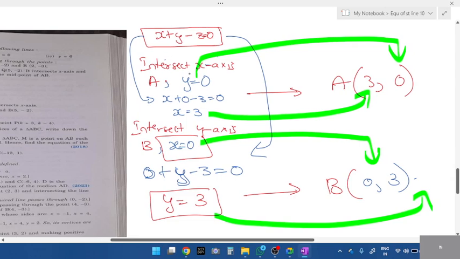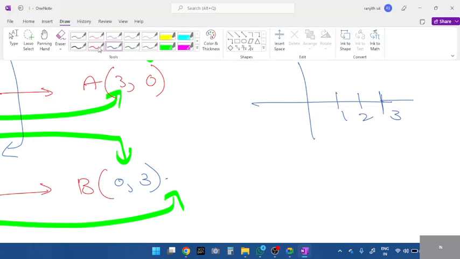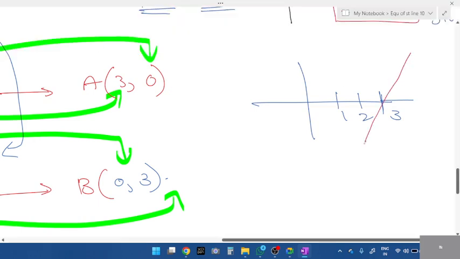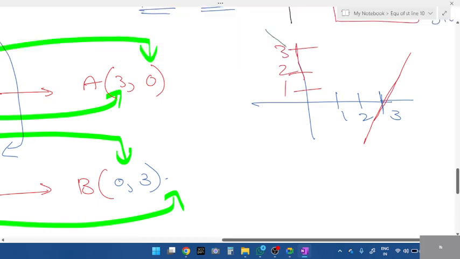Intercept is the same, students. Whenever it intersects, y will be 0. See, it is like this. On this axis, 1, 2, 3. A is intersecting this line. All of you will concentrate. A is intersecting this line. 1, 2, 3. B is intersecting like this. B, like this. This is A and this is B.